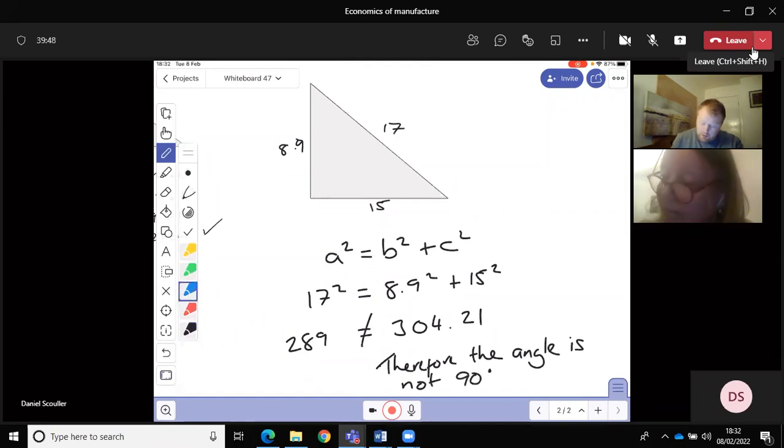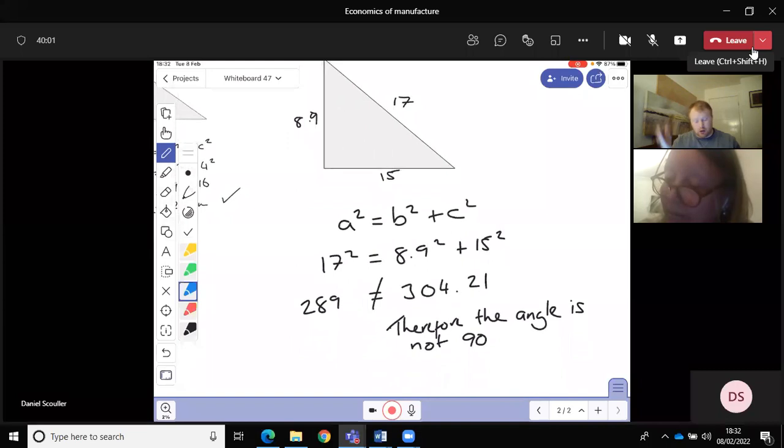That wee line I've put through the equal sign, that just means it does not equal. So if you see that wee line through the equals, it means it does not equal that.